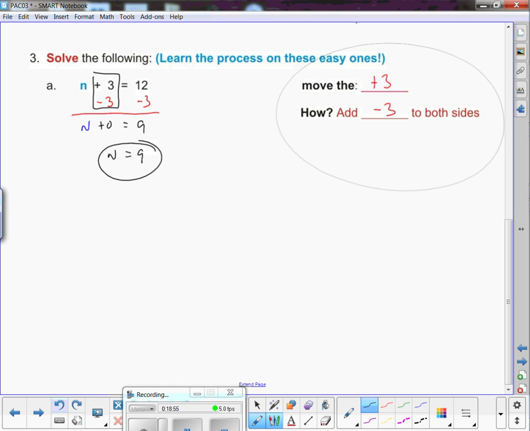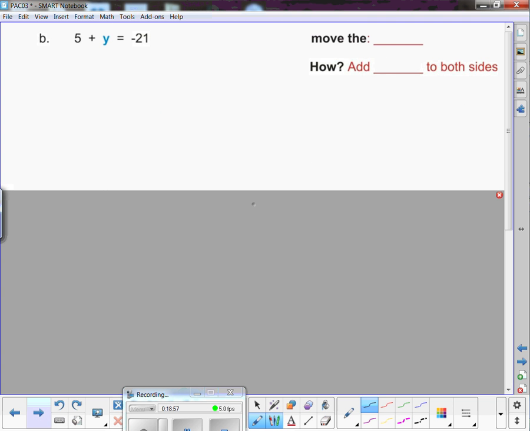All right, let's do another one. Let's go to the next page. So you look at this problem, your first thought is, what do I need to move? And I hope you're thinking the +5. So how would you move it? What would you add to both sides? I hope you're thinking its opposite, which is a -5.